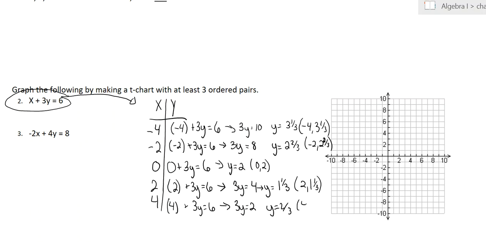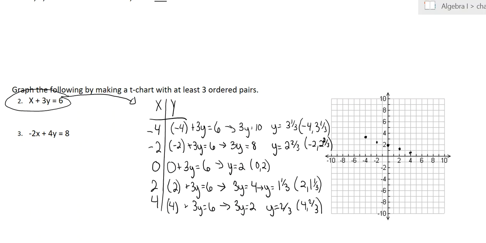So my last coordinate point is 4, 2/3. And what I'm going to do is plot each of these on the graph. -4 and 3 1/3, it's going to be about there. I'm going to take -2 and 2 2/3 and put that here. And then I'm going to have 0, 2. And then 2 and 1 1/3. And then finally 4, 2/3.